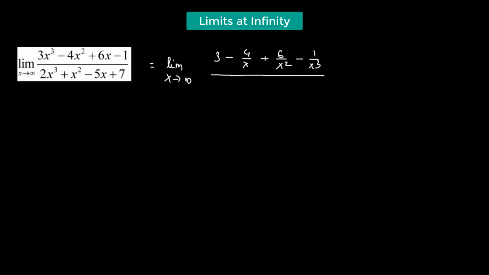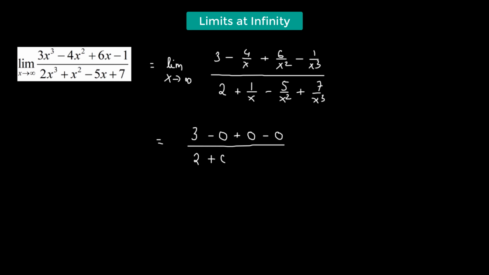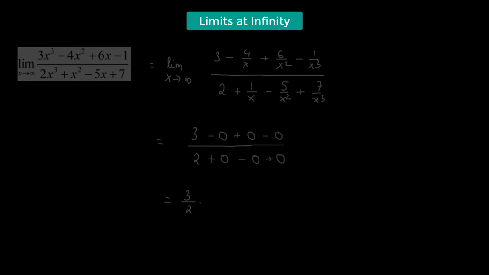Similarly, we divide each term by x cubed in the denominator. So we have 2 plus 1 over x minus 5 over x squared plus 7 over x cubed. Now substituting for the value of x, we have 3 minus 0 plus 6 over infinity, which is 0, minus 0. So the second, third and fourth terms will be 0 in the denominator as well. So we have 2 plus 0 minus 0 plus 0. So that leaves us with a limiting value of 3 over 2 when x approaches infinity.